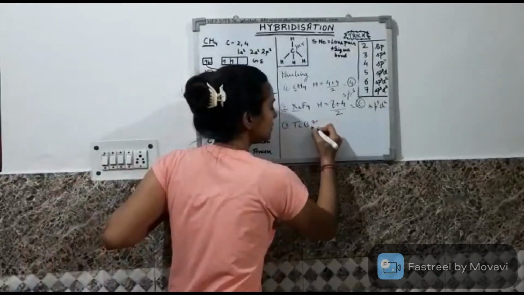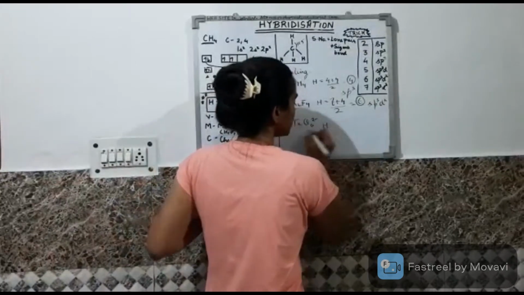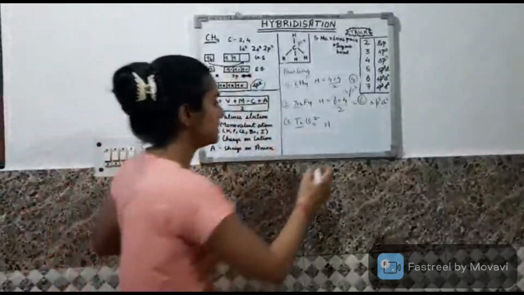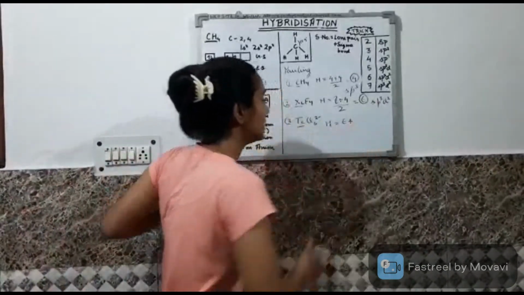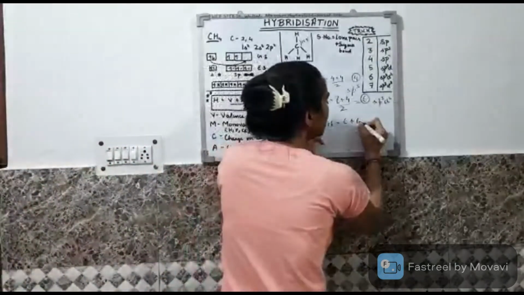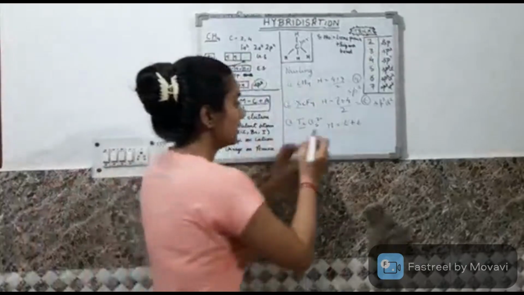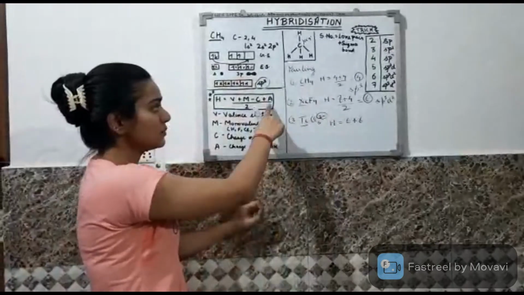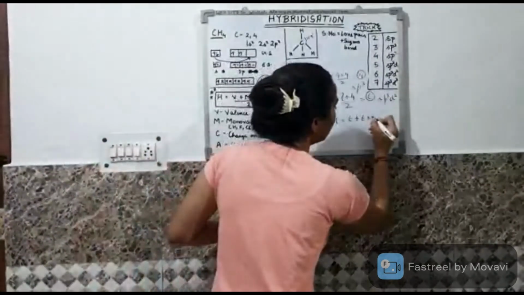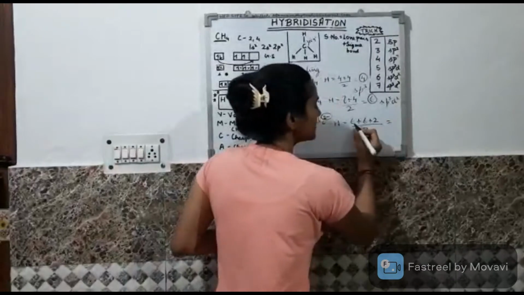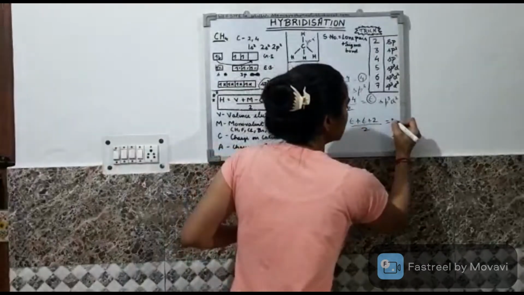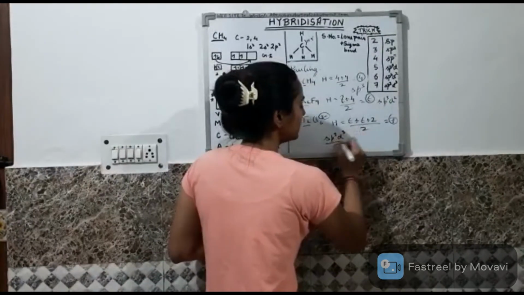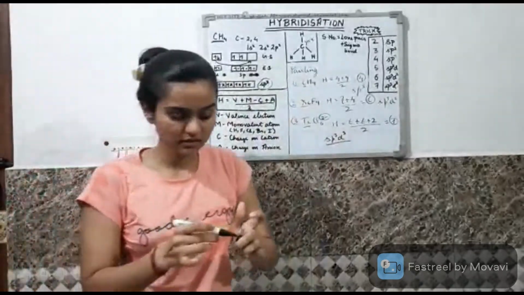The third example is TeCl6 2 minus. Here we know the central atom is tellurium. Tellurium is from the oxygen family, so the number of valence electrons will be 6. Chlorine is a halogen, so the number of monovalent atoms will be 6. And there is 2 negative charge. We know the charge in an anion should be added, so we'll add plus 2. Giving 6 plus 6 plus 2 by 2, which is 7. 7 means sp3d3 hybridization. I guess it was very clear till now.